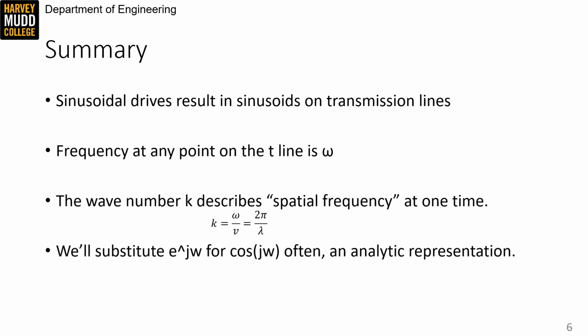So, in summary, sinusoidal drives result in sinusoids on transmission lines. Frequency at any point on the transmission line is omega, meaning that we have a sinusoid of frequency omega at every point on the line. The wave number k describes a spatial frequency at one time, and the equations for k are given here. And we'll often substitute e to the j omega t for cosine of omega t, which is called an analytic representation.